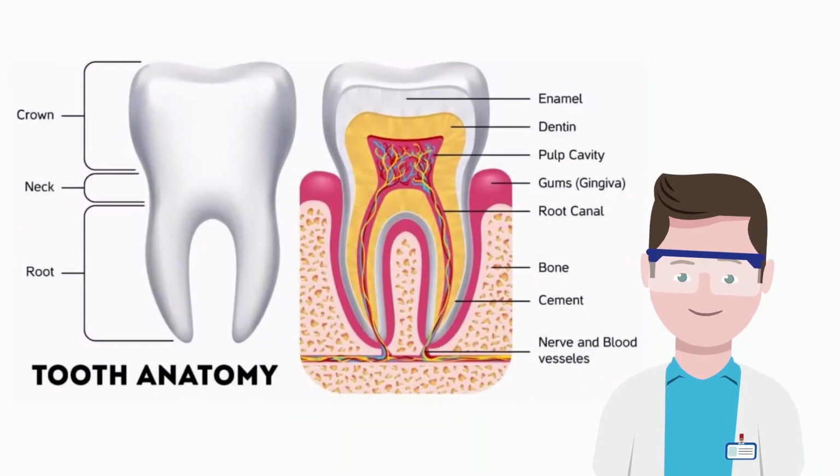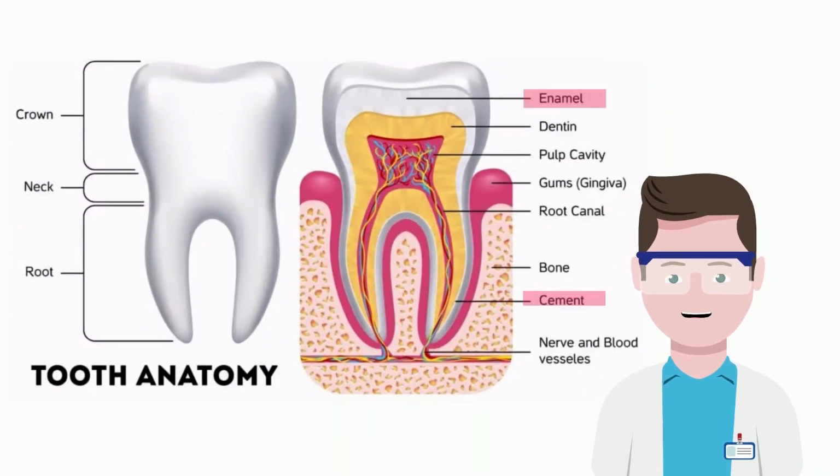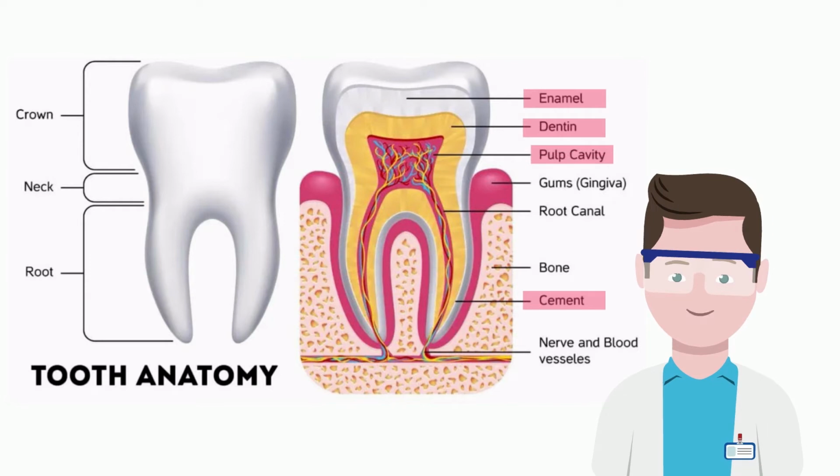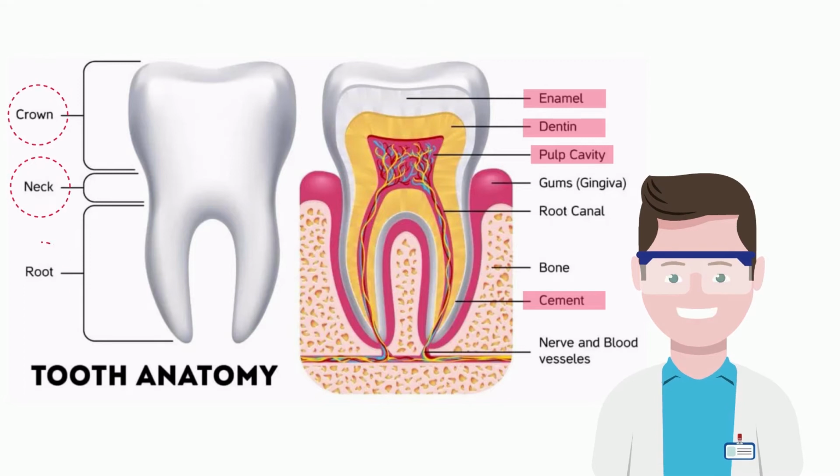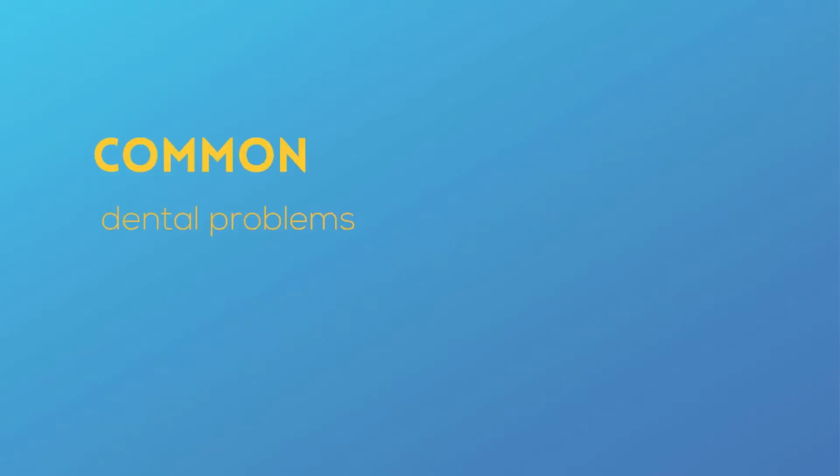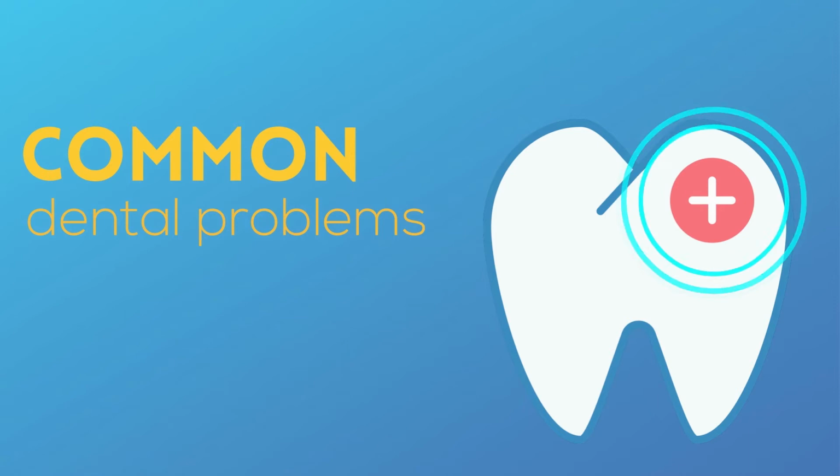The tooth's major constituents are enamel, cementum, pulp, and dentin, which make up the structure and the surrounding tissues. All these parts are in the crown, neck, and root of the tooth. Now let's discuss the most common dental problems.